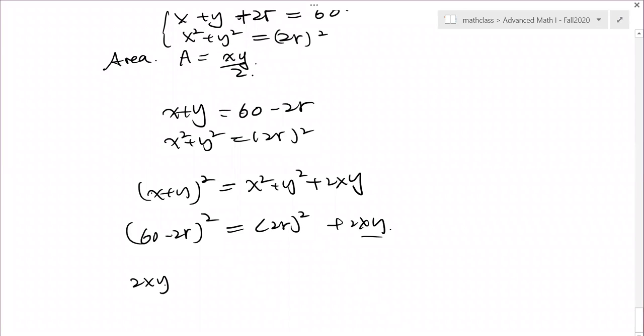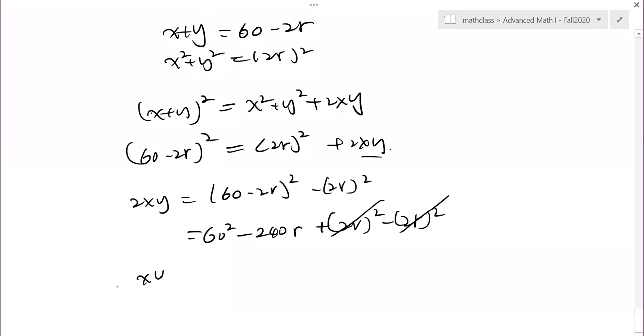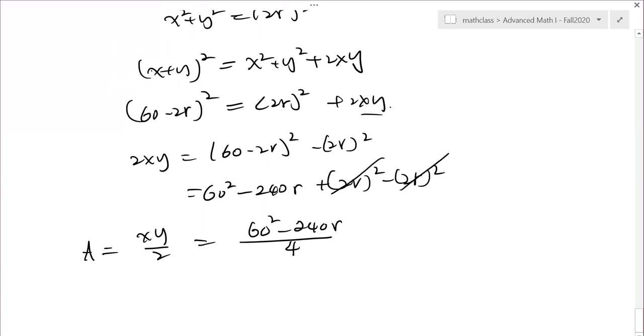So you get 2xy equals (60 minus 2r) squared, right? When I square it, I get 60 squared minus, and twice of that, 240r, right? Yeah, plus (2r) squared minus (2r) squared. So those cancel out. So x times y, the area is divided by 2. I have to divide by 4 on both sides. Okay. So the area depends on the radius of the circle.